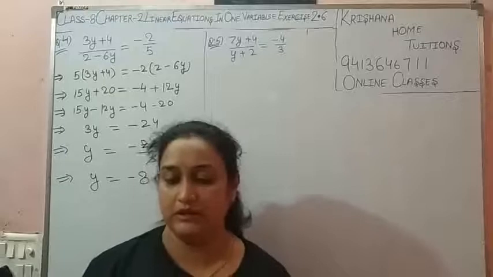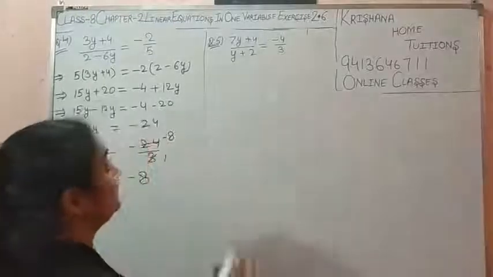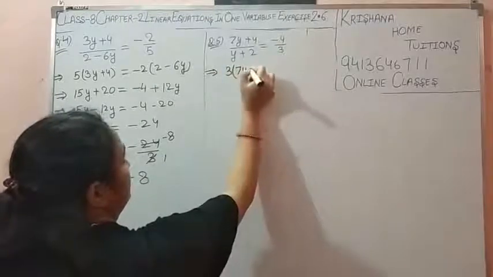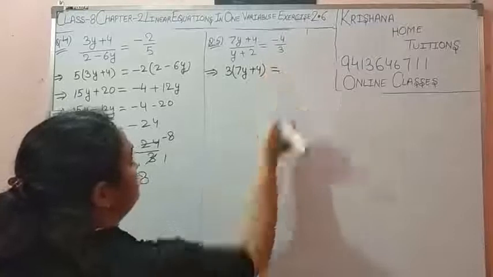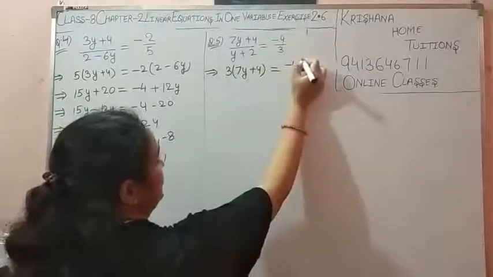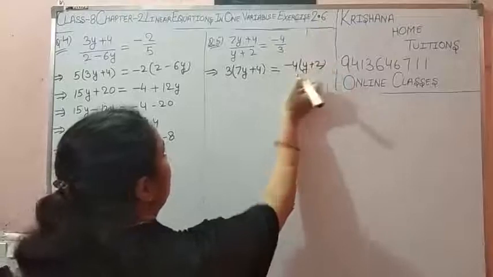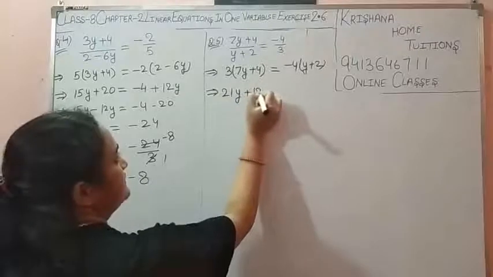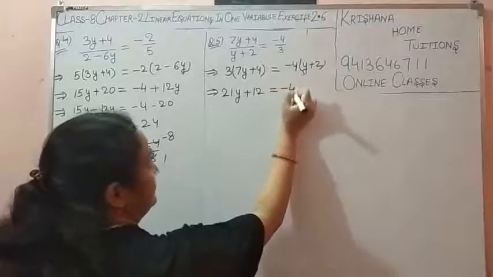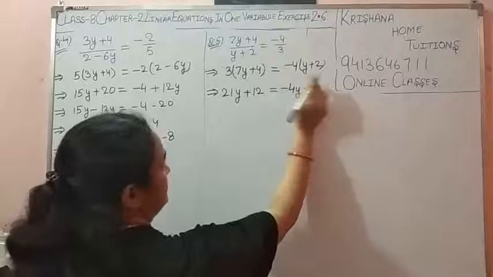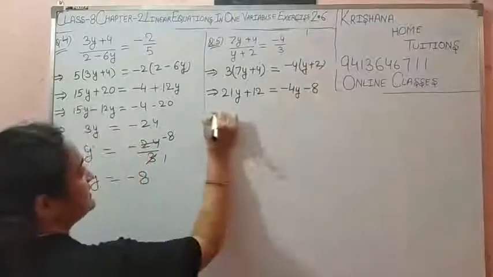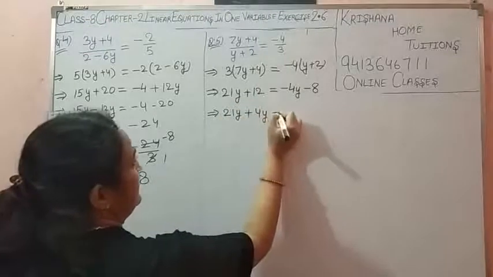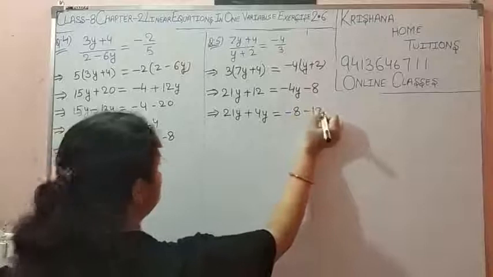The next question is again the same kind of question. Again I am reducing the term by cross multiplying. 3 will multiply with 7y plus 4 and minus 4 will multiply with y plus 2. So 3 sevens are 21y plus 3 fours are 12 is equal to minus 4y minus 8. This minus times plus becomes minus. Now transferring the terms, 21y plus 4y is equal to minus 8 minus 12.